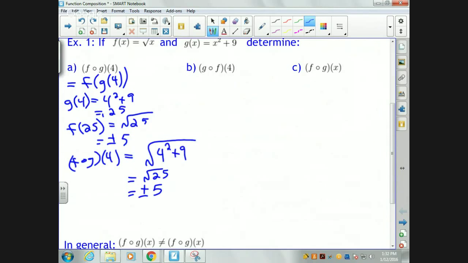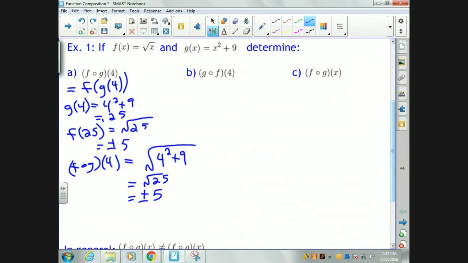Well, because remember, this says to take F evaluated at G at 4. Well, we just figured out that G at 4 was 25, so now we want to find F at 25, so we plug that in for F. No, that's a valid question. That's really the whole basis for this section. So if you can understand that, then you should be okay. Try the next one and see what you get.